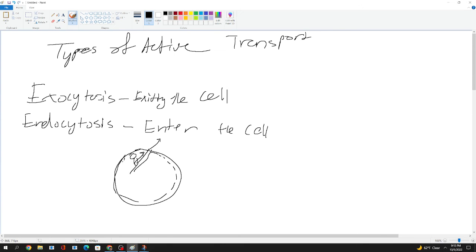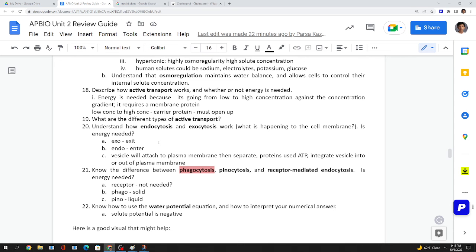Endocytosis is basically the same process. As a protein comes and enters a cell, it's going to create its own vesicle around it to be mediated in the cytosis, and it's going to have ATP used. Next up, you have phagocytosis, pinocytosis, and receptor-mediated endocytosis.